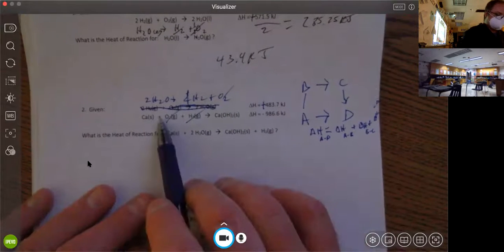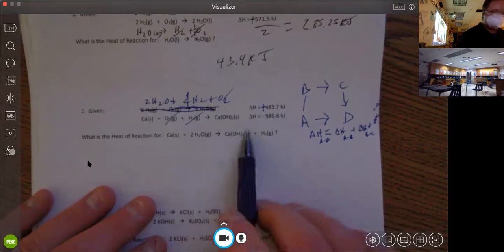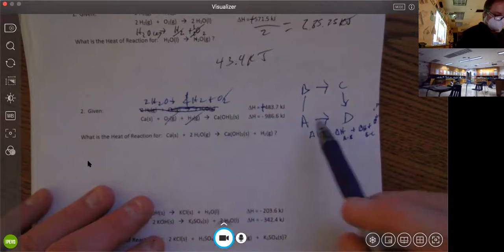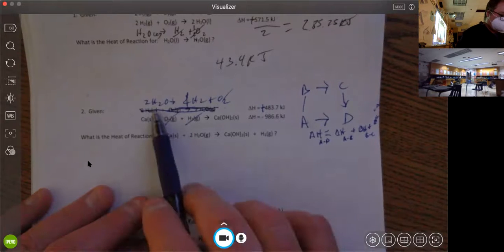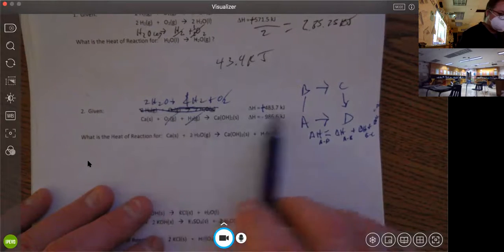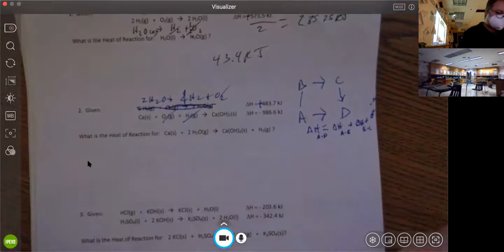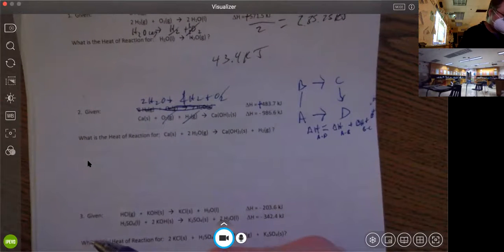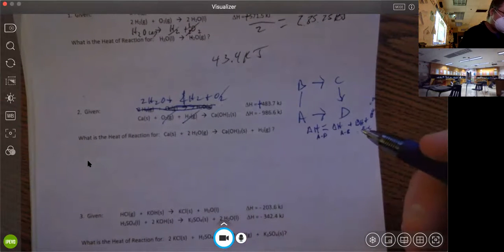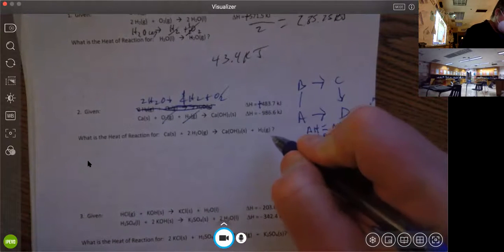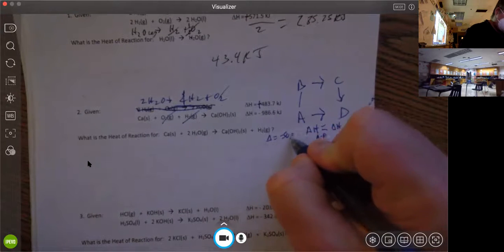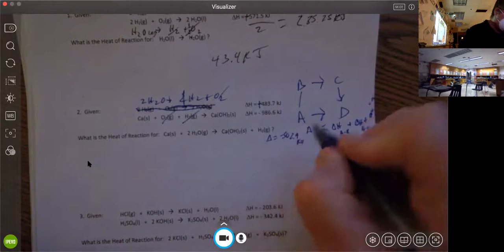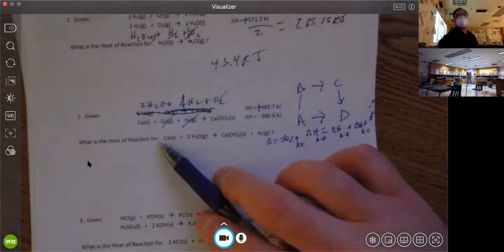That looks good. Since this matches the reaction that we want to get, this down here is the A to D, and this up here is a different pathway. So basically, we need to just add these two together. Negative 986.6 plus 483.7 is negative 502.9. So the delta H for that equals negative 502.9 kilojoules per mole of calcium.